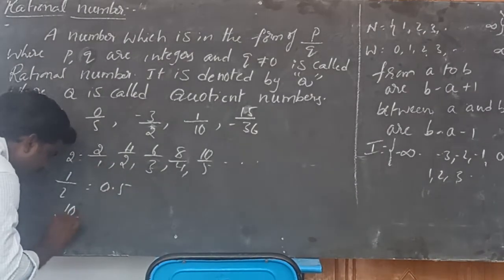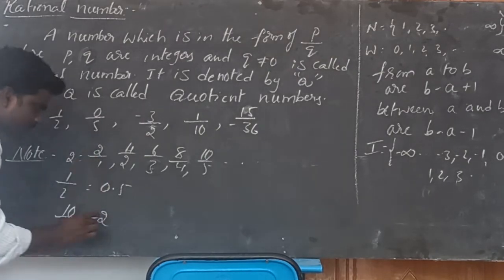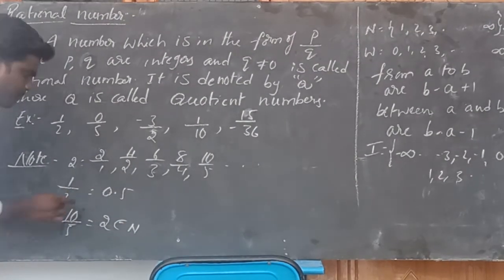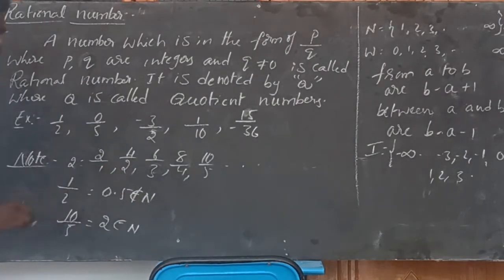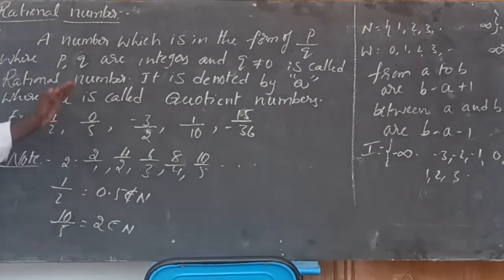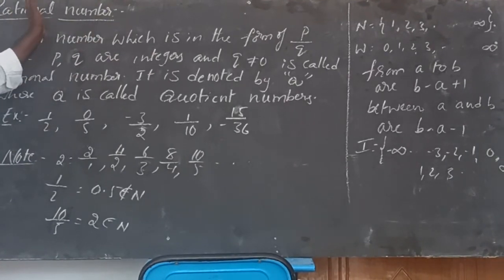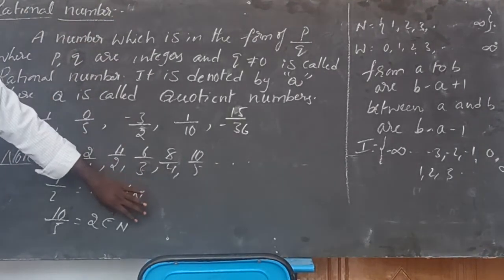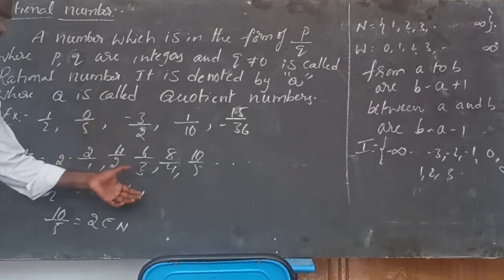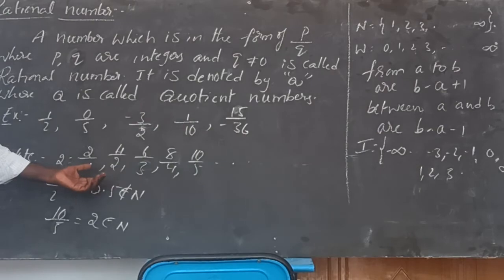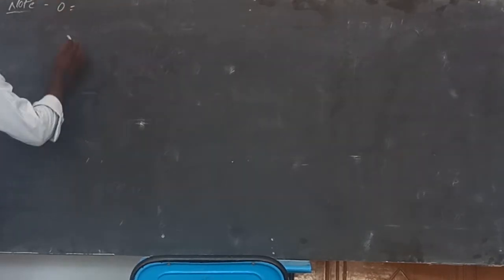For example, 10 by 5. How much do you get? 2. So 2 is a natural number. But 0.5 is not a natural number. So the condition is: natural numbers are all rational numbers, but rational numbers need not be natural numbers. Next one: all whole numbers are rational numbers. For example, 0. So 0 by 1. 0 is divided by any number.